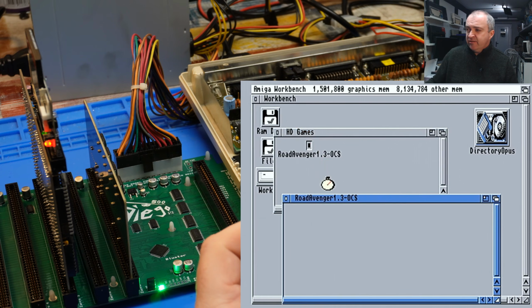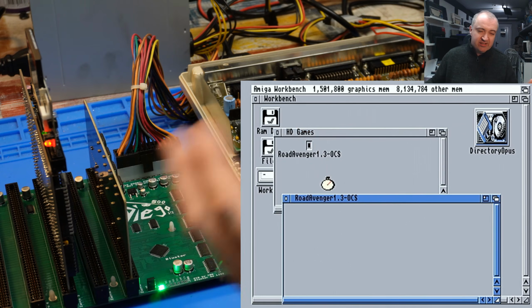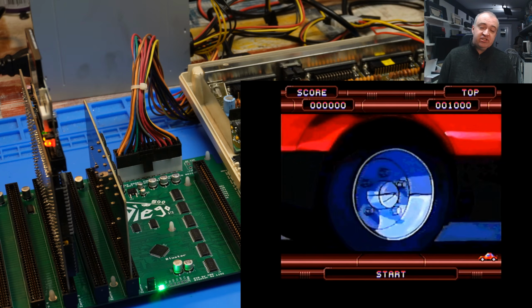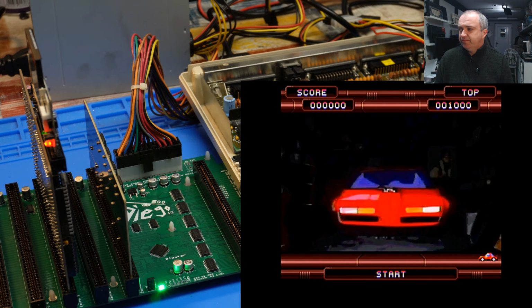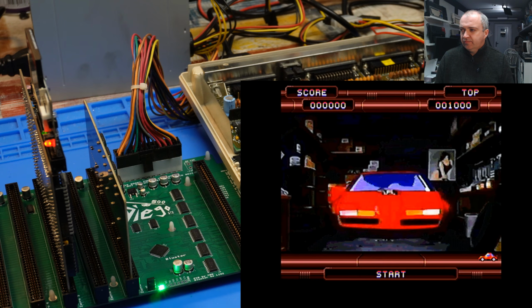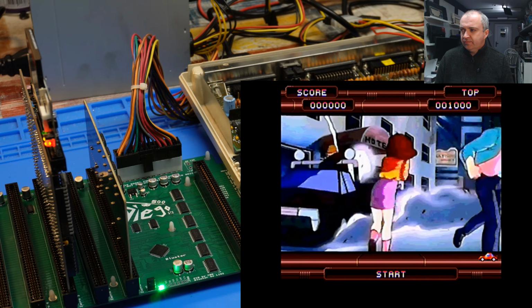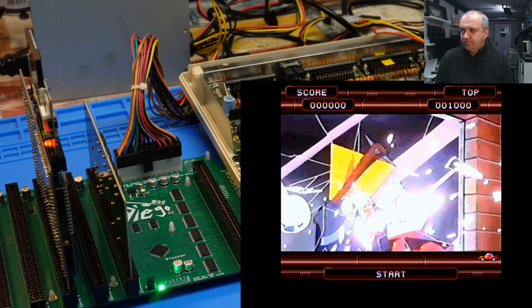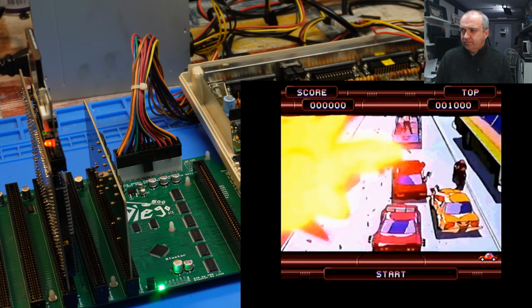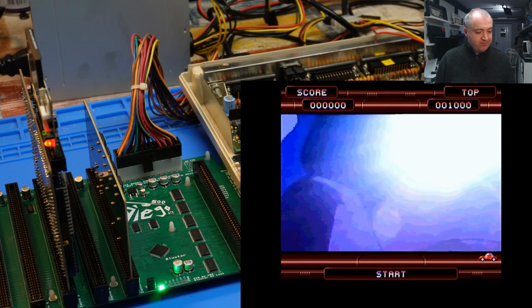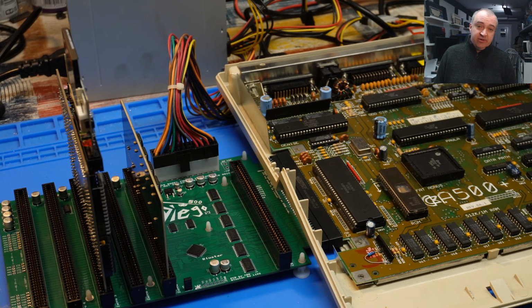Road Avenger is in here. I purposely put that on there because it hits the drive quite hard, loading all the videos. But it does seem to be working fine. So at least the ZORRO side of this revision on the board still works. What about the CPU slot?